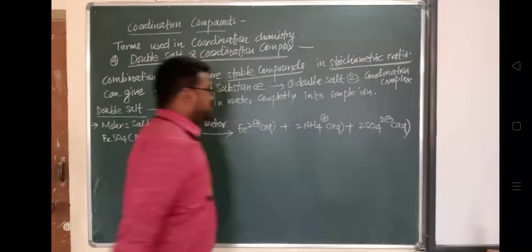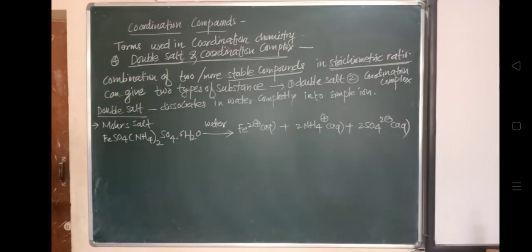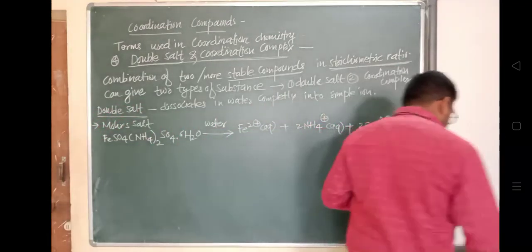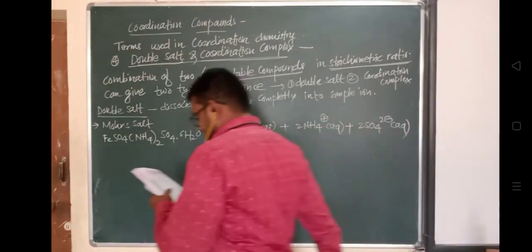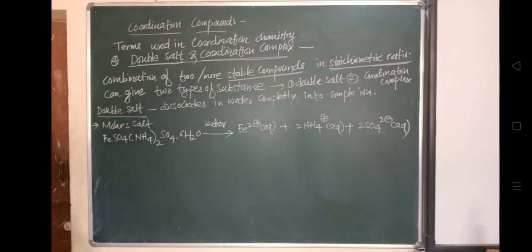We'll see coordination complex. Another one is a coordination complex. So we have seen that when they combine in stoichiometric ratio, it forms a double salt. And what is the property of a double salt? It dissociates completely into simple ions in water. Second, we will see the coordination complex.